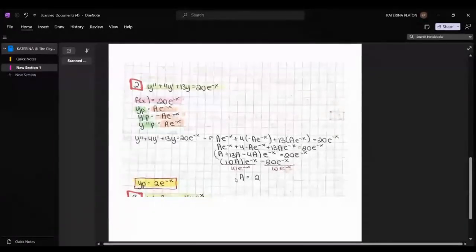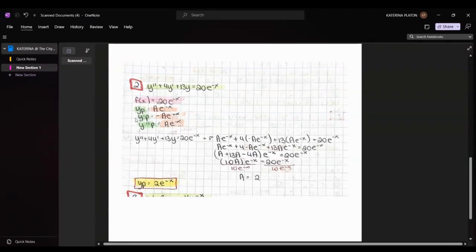Okay, yes. So I needed to find a particular solution for this example, y double prime plus 4y prime plus 13y equals 20 e to the power of negative x. So I set my f(x) equal to 20 e to the power of negative x, and I chose this. It was a guess, so yp equals a e to the power of negative x.